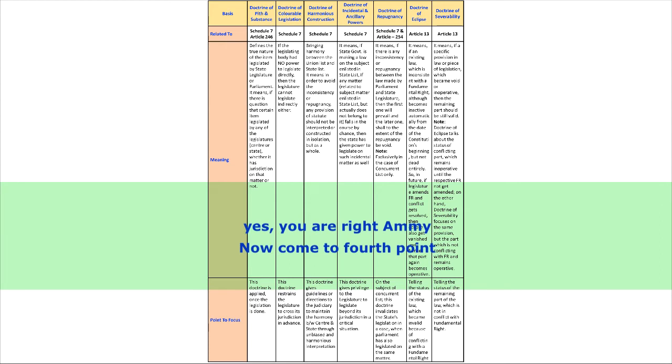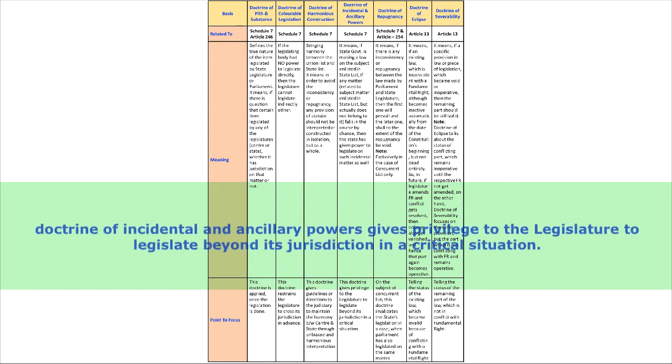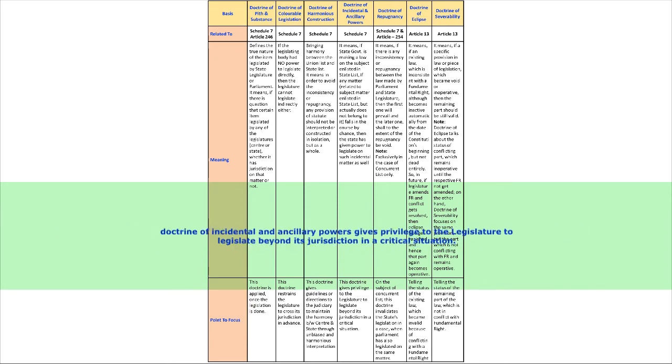Now come to the fourth point. The doctrine of incidental and ancillary powers gives the privilege to the legislature to legislate beyond its jurisdiction in a critical situation. What is the meaning of critical situation, George?